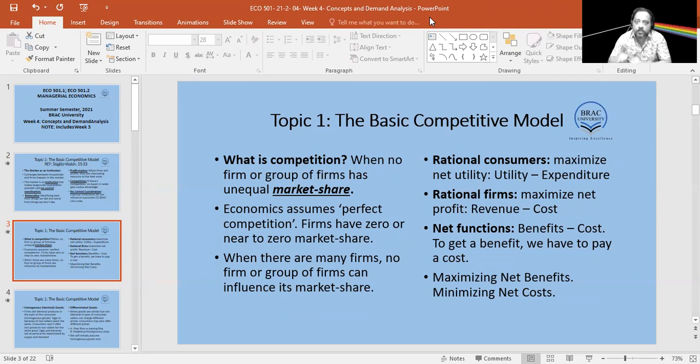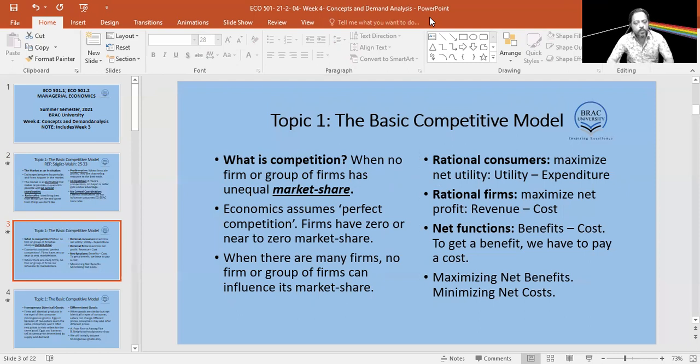When that happens, then a single firm or even a group of firms can't collude together and determine the outcome of the market. Rational consumers, just like we said before, maximize net utility. Net utility is just utility minus expenditures. Rational firms maximize net profit. Net profit is nothing but revenue minus cost.